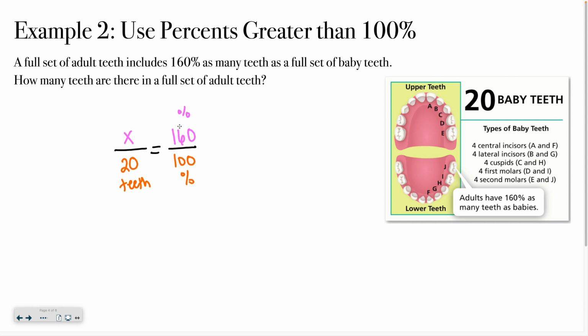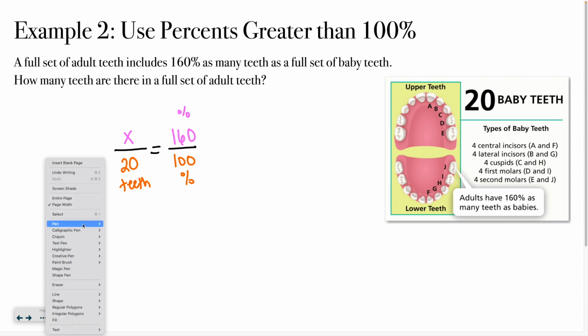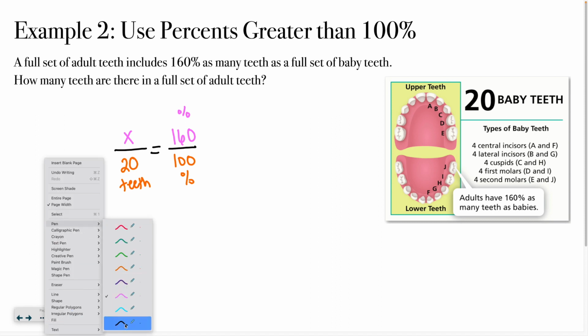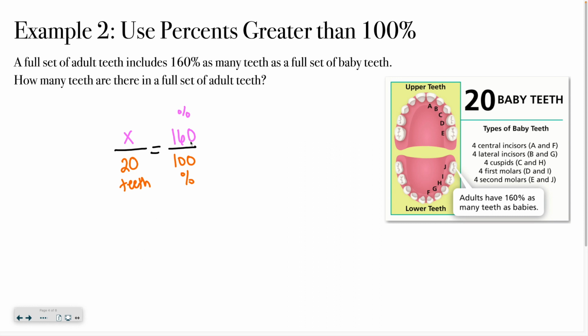Then for the percentages, you can see that for the adult teeth, I put 160% on the top, and I lined it up with that X. I wrote them both in pink because they go together. Okay, X represents the number of adult teeth, 160 represents the percentage in relation to the baby teeth. Okay, so color coding can be a really powerful tool. If that's something that helps you, by all means, use multiple colors as you are doing your assignments or as you're completing your test. I do not mind, okay?